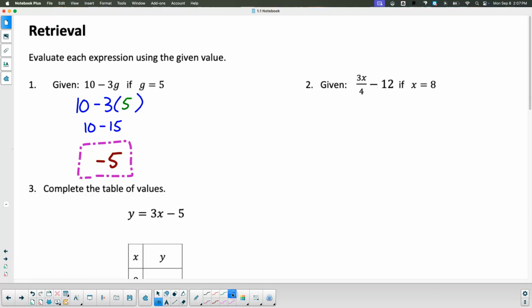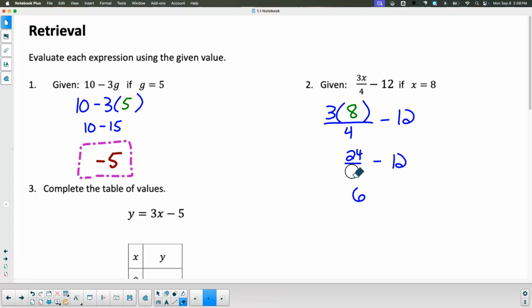Same thing over here, except now instead of plugging in 5 for g, I'm plugging in 8 for x. 3 times 8 is 24. 24 divided by 4 is 6. Oops, I got a little ahead of myself right there. 24 divided by 4 is 6. 6 minus 12 is negative 6. There should be our answer for that one. Thumbs. Yeah, all good so far?